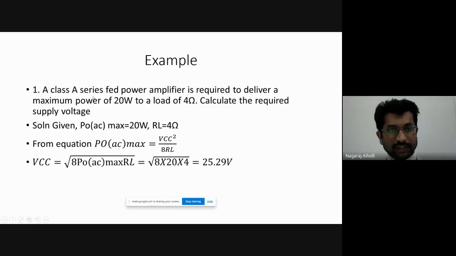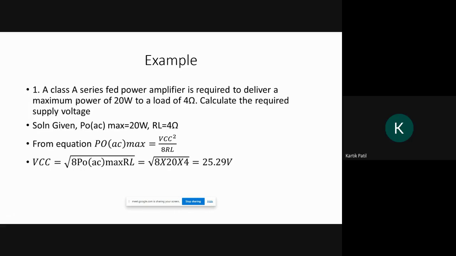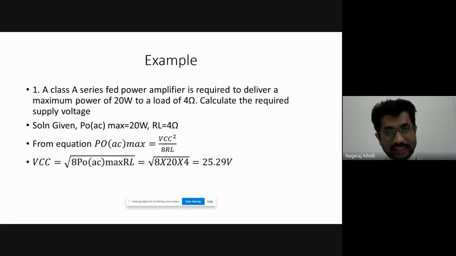So what is given here? It is clear that it is class A series fed power amplifier, and it is delivering a maximum power of 20 watts to a load of 4 ohms. So RL is 4 ohm or RC is 4 ohm. Then maximum power, it is maximum AC power that is delivered. Okay, maximum AC power output, because the input power is DC, VCC, that I explained yesterday. Right, output we are getting the AC power. Correct, because when we are applying the DC voltage, first the input signal, the AC signal is 0.